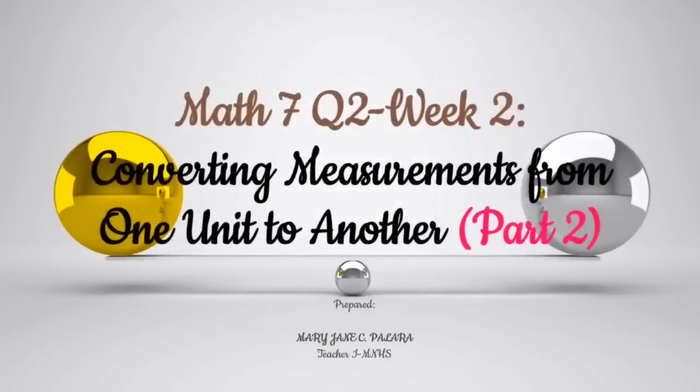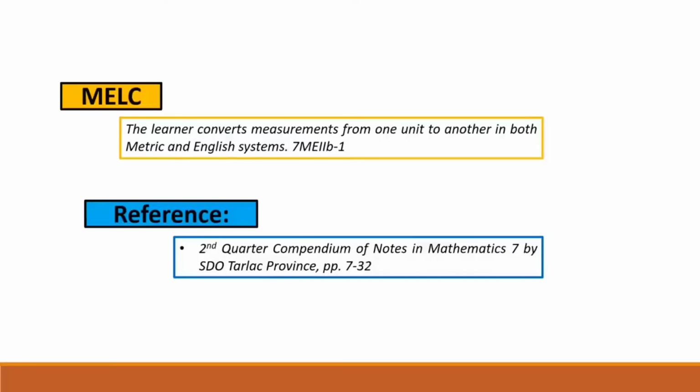Here is the continuation of our lesson on converting measurements from one unit to another. For part 2, we will be focusing on converting English measures. Our most essential learning competency is again for you to be able to convert measurements from one unit to another in both metric and English systems. And our reference is the second quarter compendium of notes in Mathematics 7 by the Schools Division of Tarlac Province.